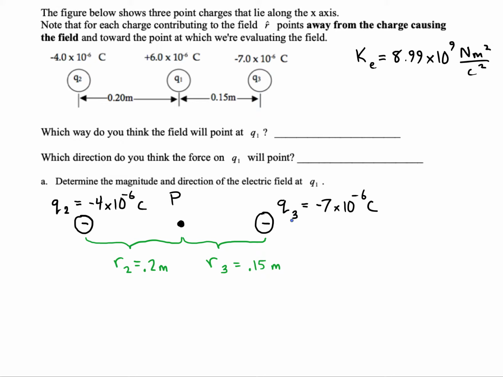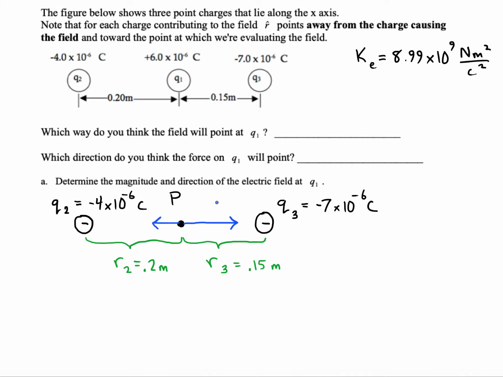Now, Q3 has a larger size than Q2. And the larger the size of the charge, the stronger the field contribution will be. We also know, though, that the smaller the distance is between these two, the larger the electric field contribution will be as well. So those two things allow me to know that the field contribution from the right charge is going to be greater than the field contribution from the left charge. And the mathematics will reveal that this is the case.